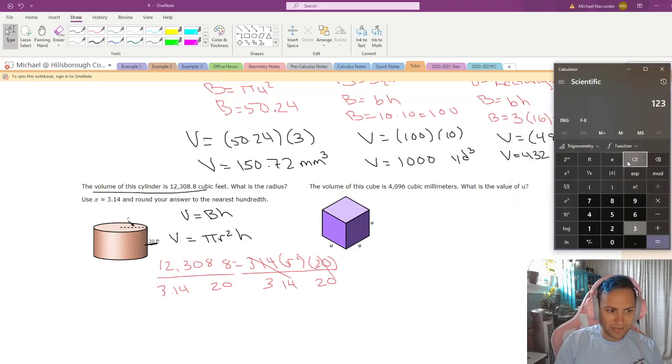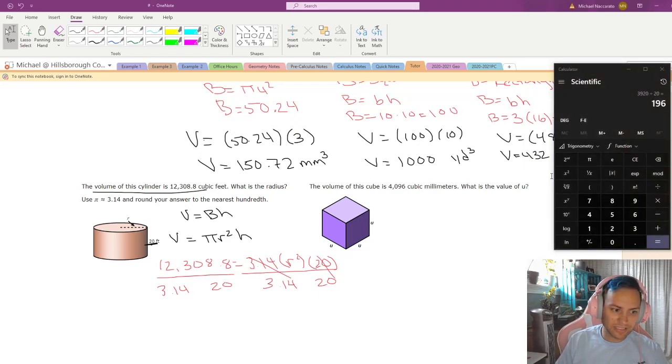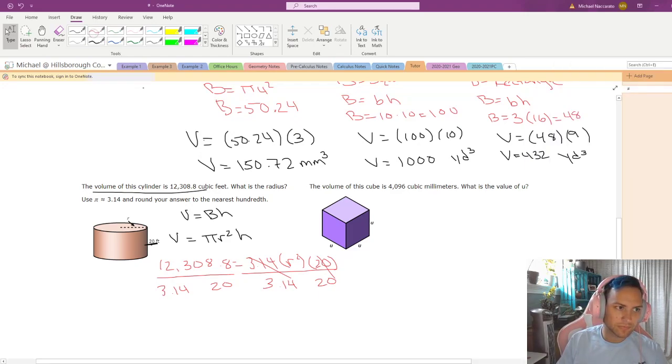So take 12,308.8. We're going to start by dividing it by 3.14. And when I hit equals, I get 3,920. We're going to divide that again, this time by 20, and I get 196. So this whole thing here simplifies into 196. Over on this side, with these two things canceling, I'm left with r squared.